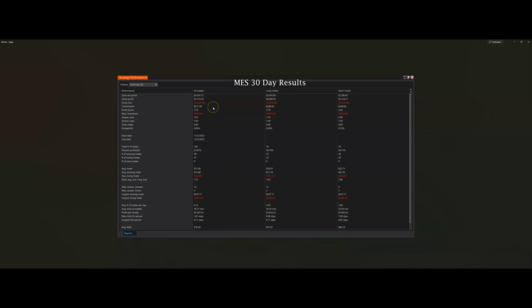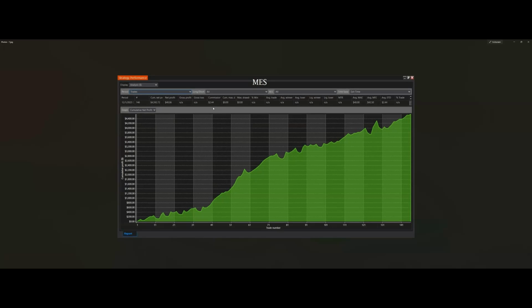So between the two instruments there, that's just shy of $12,000. That could have qualified a 50K account. It could have qualified all the way up to a 150K account in that time frame, 30 days. You can see the trades here that it took with MES.